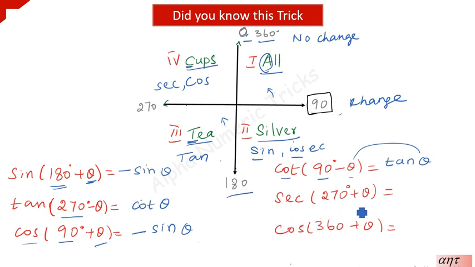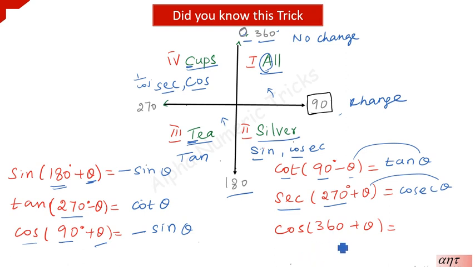And what about this one? Secant of 270 plus theta. The 270 plus theta lies in which quadrant? 270 plus theta lies in the fourth quadrant. In the fourth quadrant, cos is positive, and secant is 1 by cos, isn't it? That is also positive. So here secant is positive, but because of this 270 degrees, the secant is changed to cosecant, and this angle you have to write here.